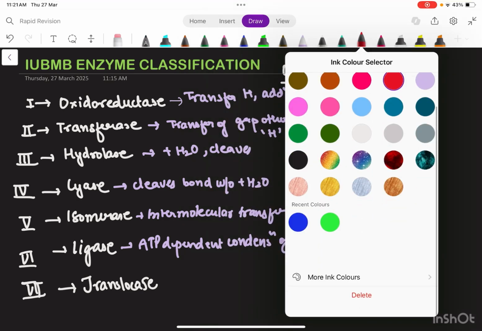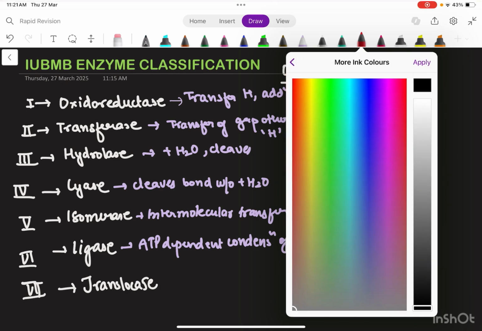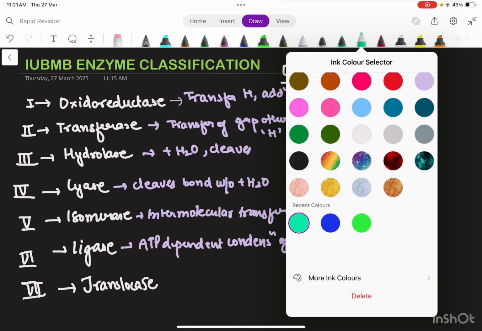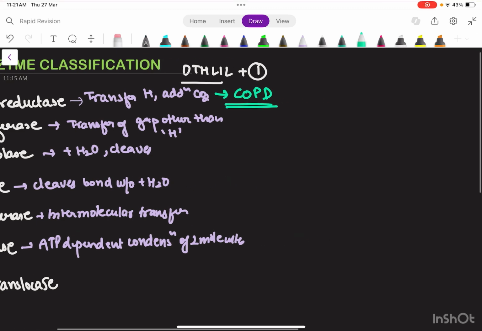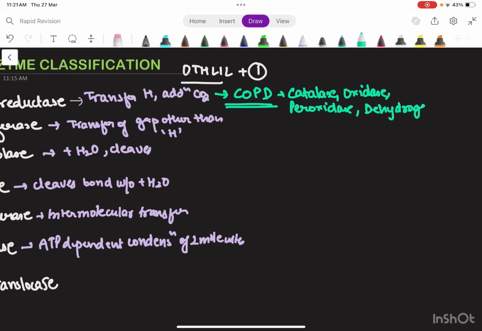Okay, so I'll just use a color which is very bright and you can see it through. So yeah, apply. So oxidoreductase. In this you have to remember the mnemonic as COPD. Now COPD is catalase, oxidase, peroxidase, and dehydrogenase. Any enzyme which has all these is oxidoreductase class.